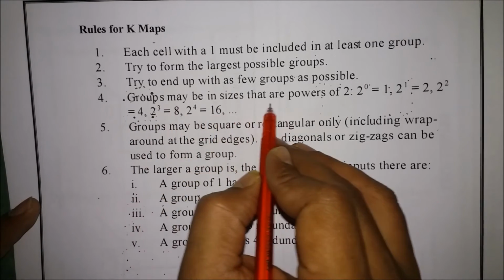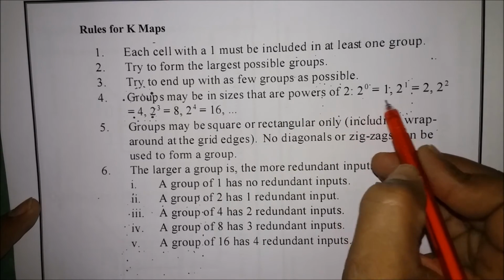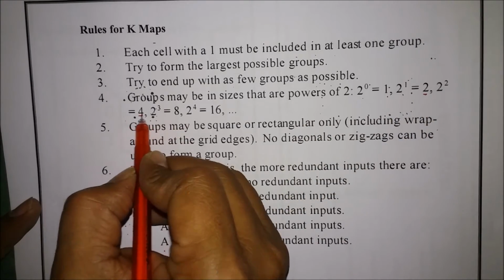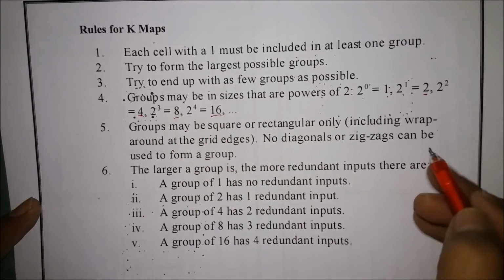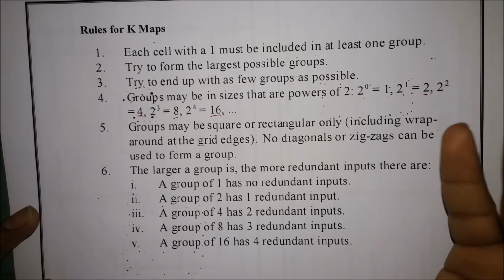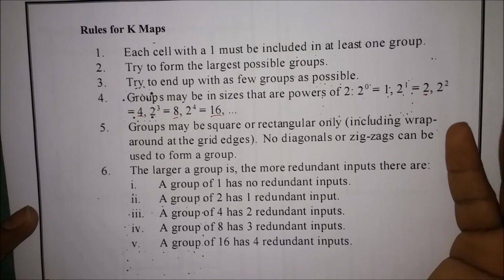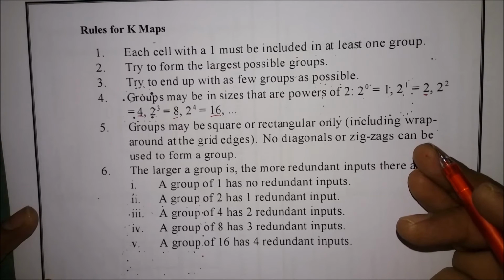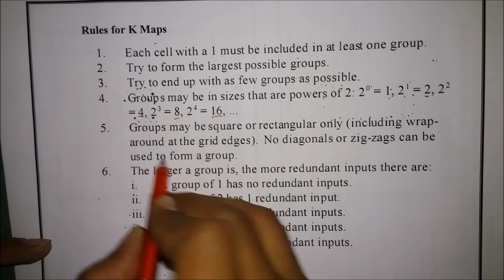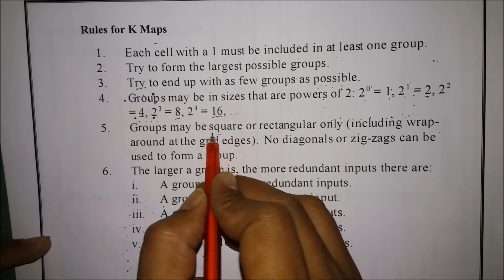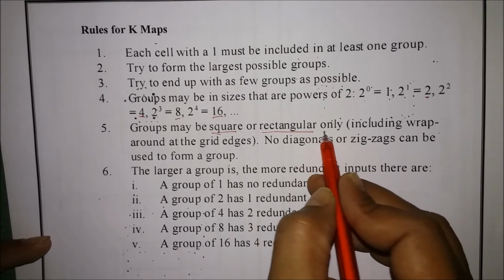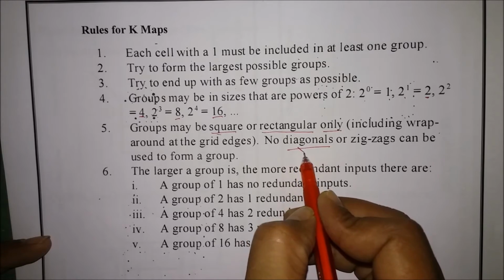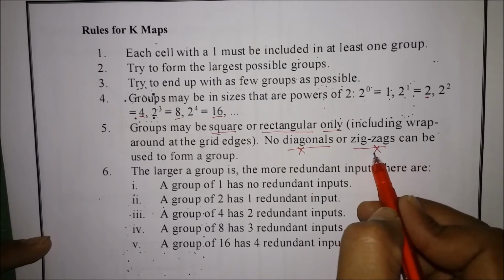Grouping may be in sizes that are powers of 2: 2 power 0, that is 1, 2 power 1, that is 2, and 2 power 2, that is 4, then 8 and 16. That means I cannot group 3 or 5 cells. I can group only in powers of 2. The first priority is given to the maximum grouping. Groups may be square or rectangle only, and they cannot include diagonals. So diagonal is not possible and zigzag is also not possible.